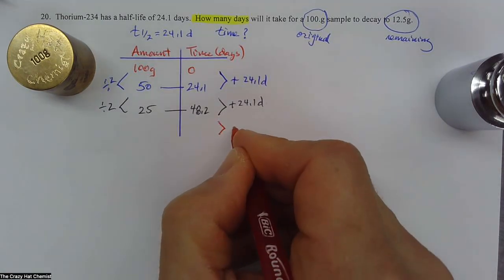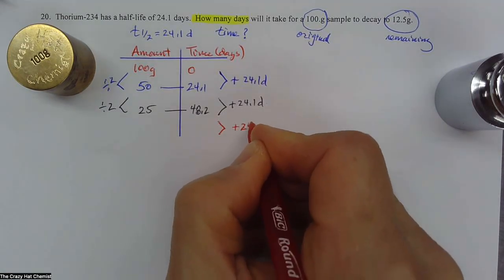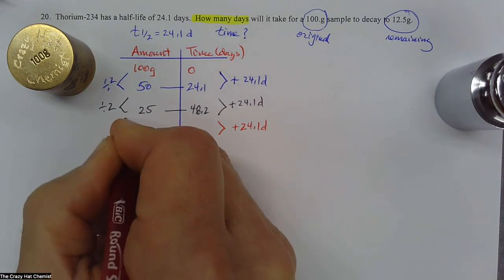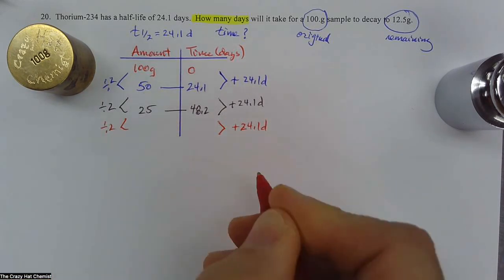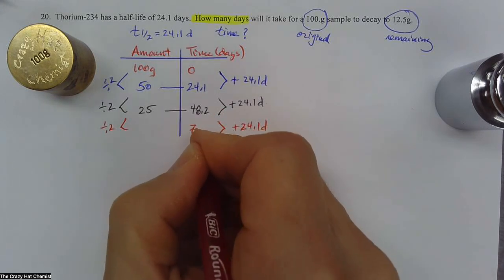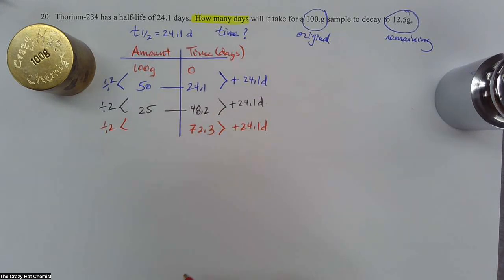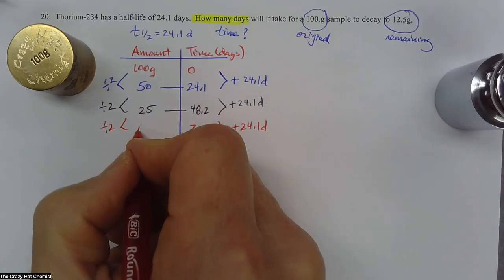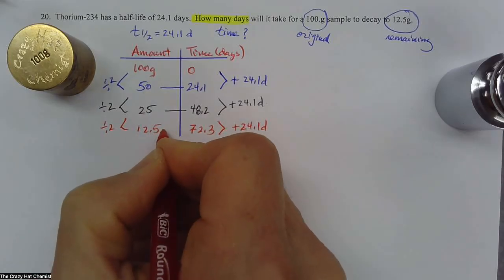So I'm going to have to add 24.1 days again and divide by 2. So when I add 24.1 days, I get 72.3 days, and I have 12.5 grams.